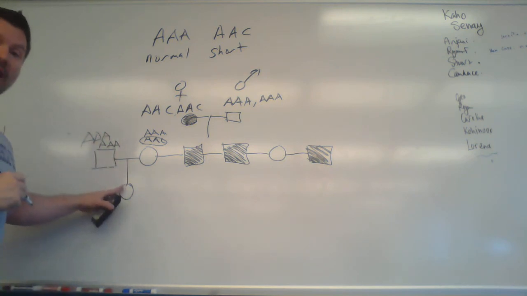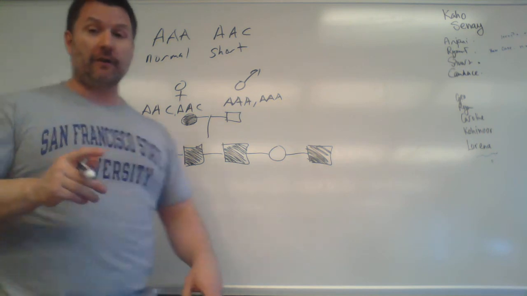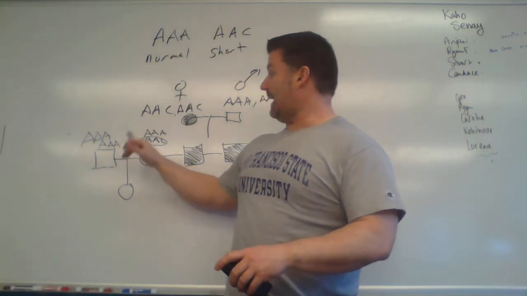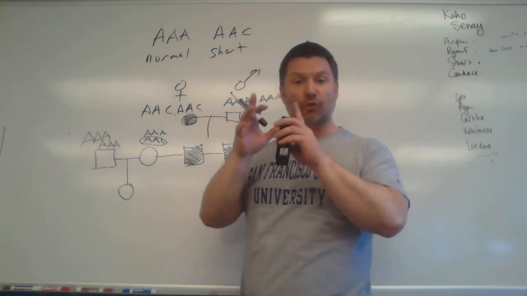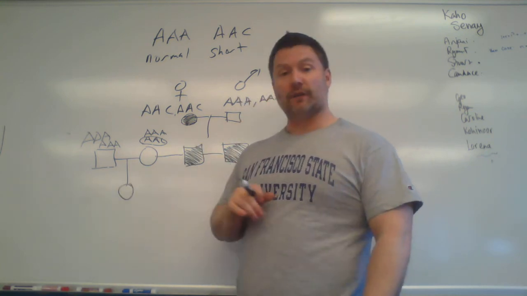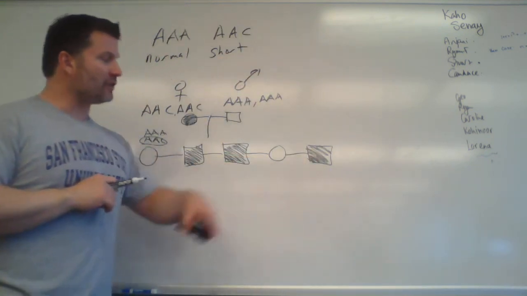So the 2 possible genotypes of this daughter here are AAA or AAC, and neither of those would produce a short finger phenotype. So it would look like that. Let's go here to the other side.